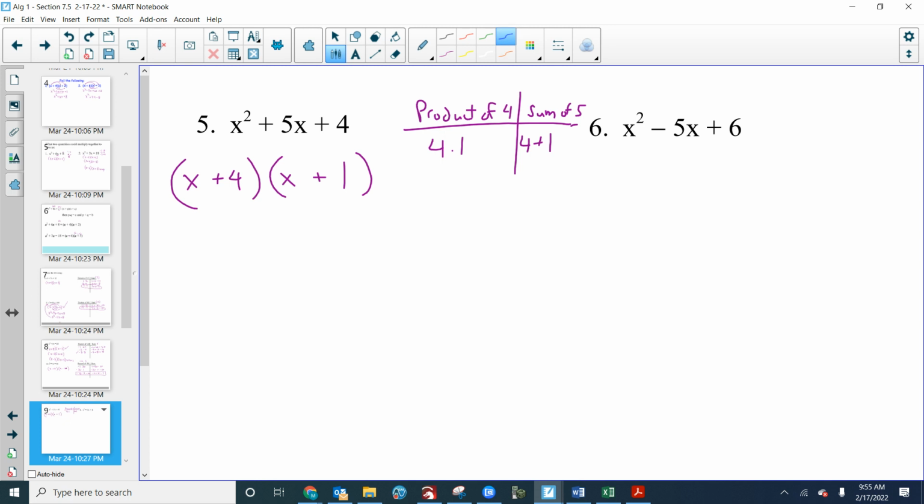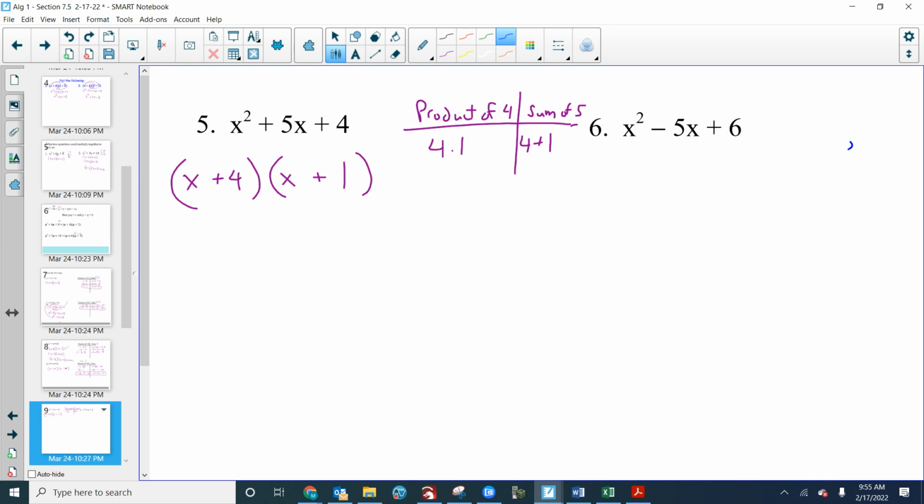Next one. Now I'm going to try this one without writing out the product column and the sum column. If you still need both columns, that's fine. If you want to just write the numbers with a comma and check to see if they multiply to the right number and add to the right number, that's fine too. Corbin, do you know? Give me some numbers that multiply to 6. 2 and 3, good. What's 2 plus 3? 5. Are those the right numbers?